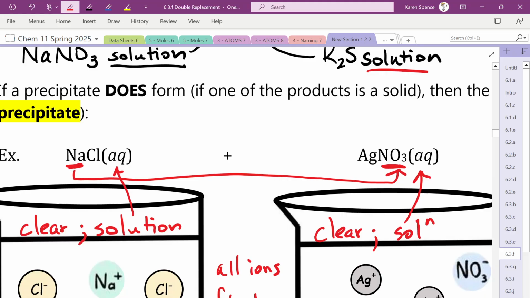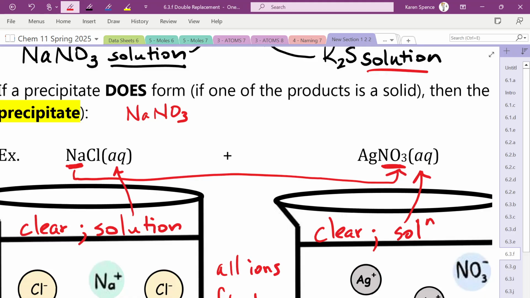Can anyone tell me right off the bat, what is NaNO3, soluble or insoluble? NaNO3, it's got an alkali, soluble. It's got a nitrate, soluble. Okay? If you start remembering that alkalis are always soluble and nitrates are always soluble, it kind of speeds up. You don't have to look it up every single time.